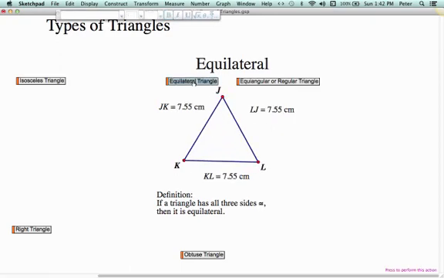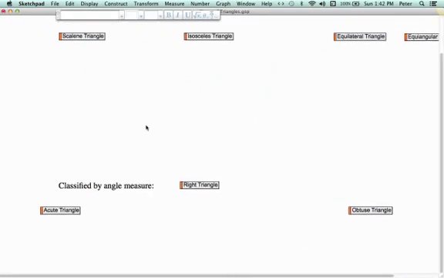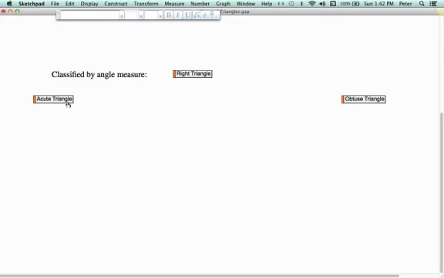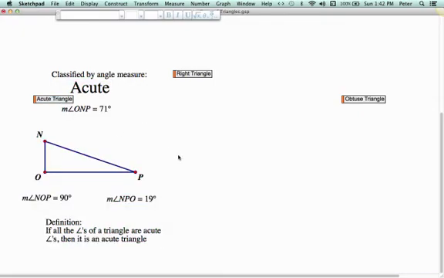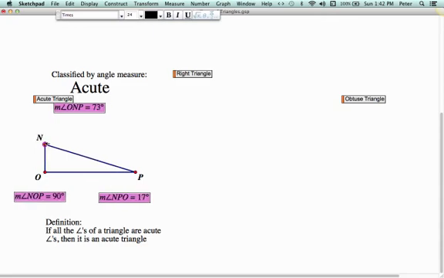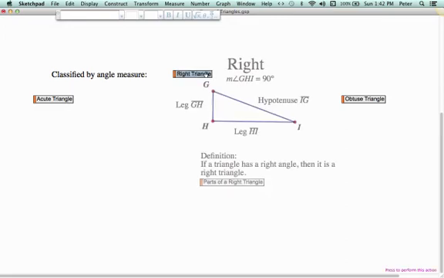Okay, let's move on then over to the different types of triangles we have when we classify by the angle measure. The first of these is an acute triangle. An acute triangle has three acute angles. So any way we manipulate the triangle, you'll notice that the three angle measures stay less than 90. If one of the angle measures did become 90, it would no longer be acute. It would become a right triangle.